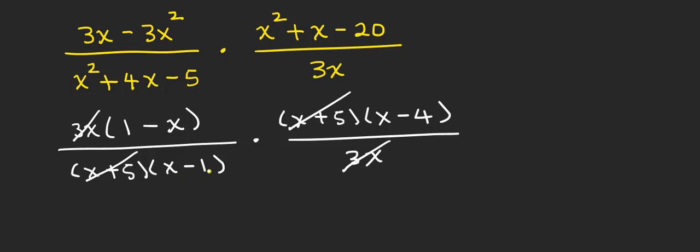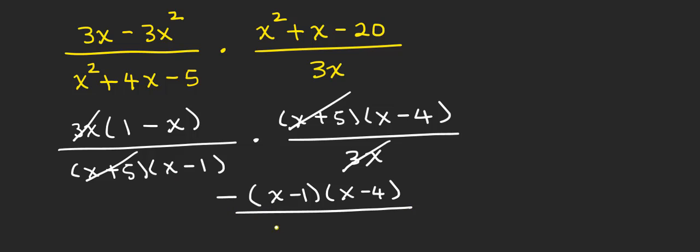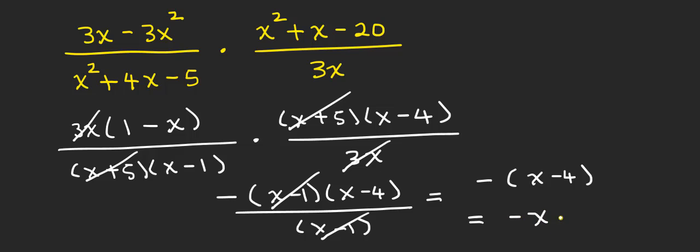Now what about 1 minus x and x minus 1? They're not the same yet. However, if we take out the negative from 1 minus x, you get negative quantity x minus 1 times x minus 4 over quantity x minus 1. Now you could cancel out x minus 1, x minus 1. So you get negative quantity x minus 4, which is the same thing as negative x plus 4.